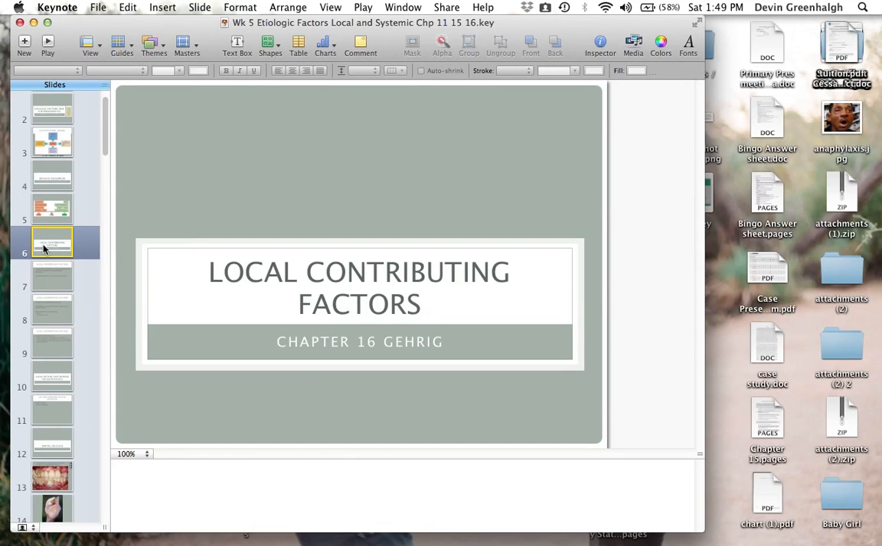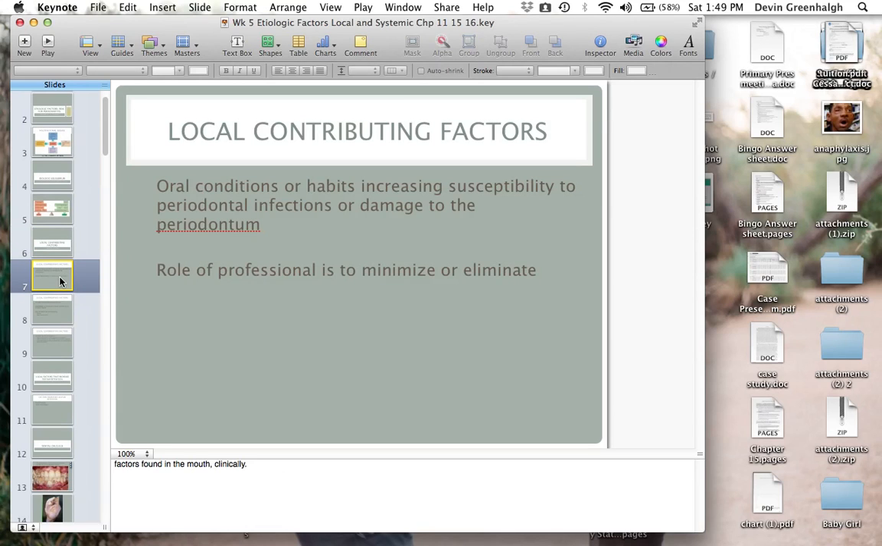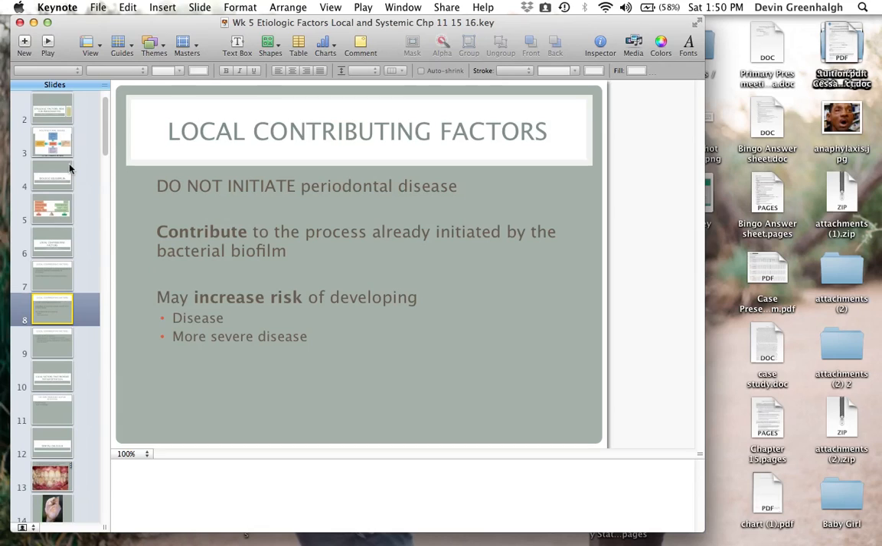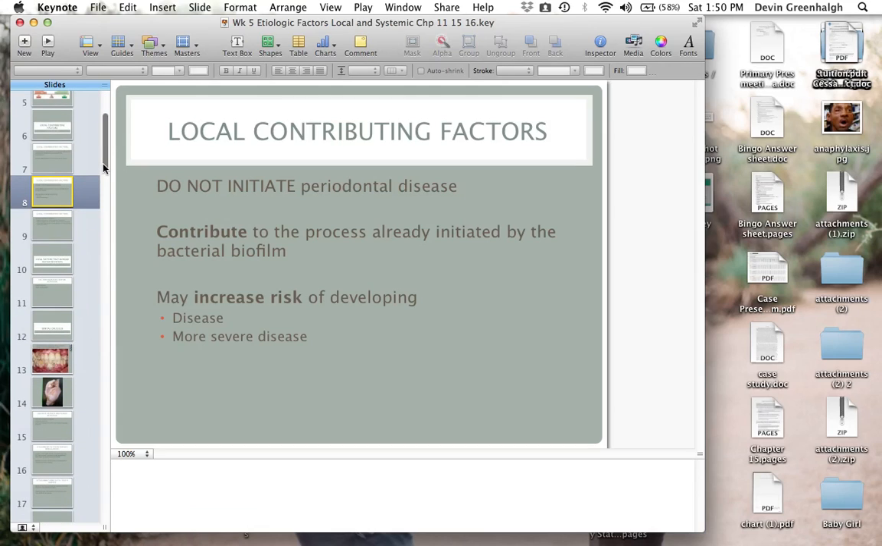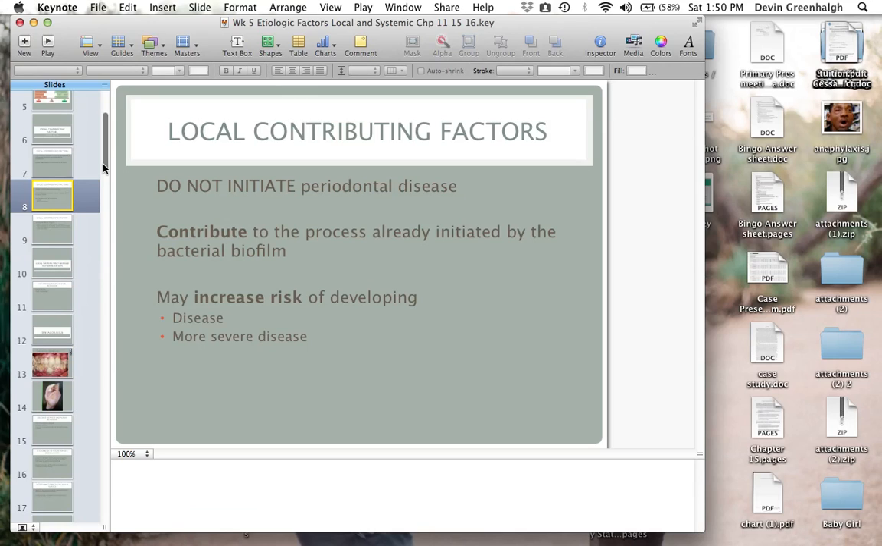So now you have local contributing factors. These are things locally in the mouth. So again, oral conditions or habits that increase your susceptibility to perio. Our role as dental professionals is to minimize this contributing factor. So, local contributing factors found in the mouth. Local contributing factors do not initiate periodontal disease. They just contribute by adding biofilm. Local contributing factors may increase the risk of developing disease or more severe disease.